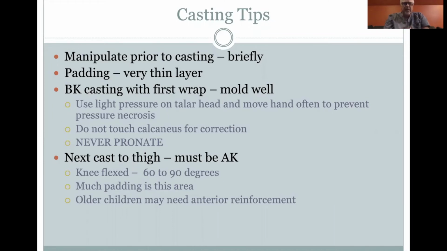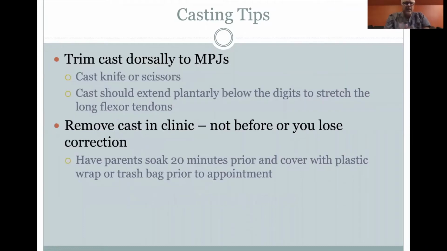You never touch the calcaneus for correction, and you never pronate the foot. You're always supinating the foot and then moving it into abduction. The next cast must go above the knee. The knee is flexed between 60 and 90 degrees. Use more padding in the knee area and the thigh. And like I said, older children may need anterior reinforcement because they can break the cast pretty easily. You want to trim the cast dorsally to the MPJs, but leave that plantar shelf to stretch the long flexor tendons.